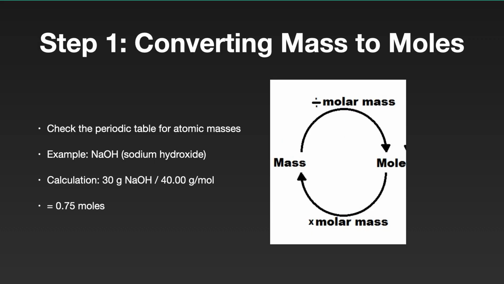To find the molarity of a solution we're making, we first need to find the moles. If we start with 30 grams of sodium hydroxide, we check the periodic table for the molar mass, which for NaOH is about 40.00 grams per mole. Dividing the 30 grams by that molar mass gives us 0.75 moles of solute.